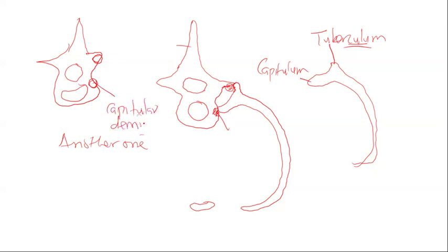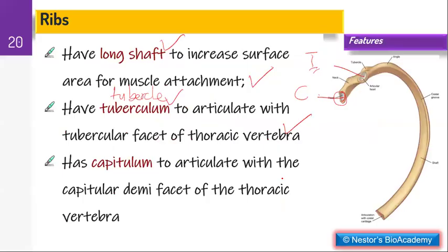So this is the part we are calling the capitular demifacet. And this is the part we are referring to as the tubercular facet. We will learn later that actually one thoracic vertebra has got one tubercular facet, but it has got two capitular demifacets.